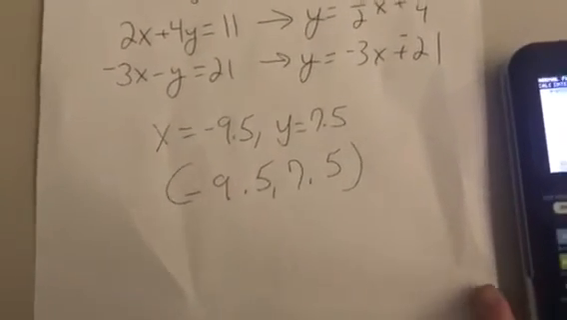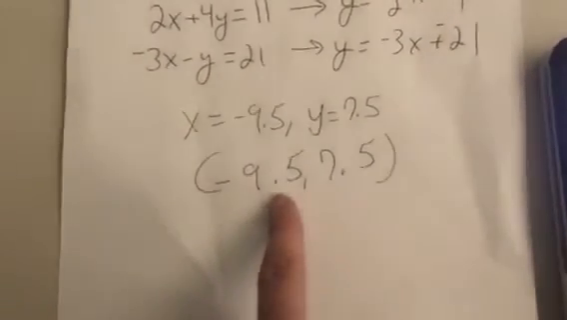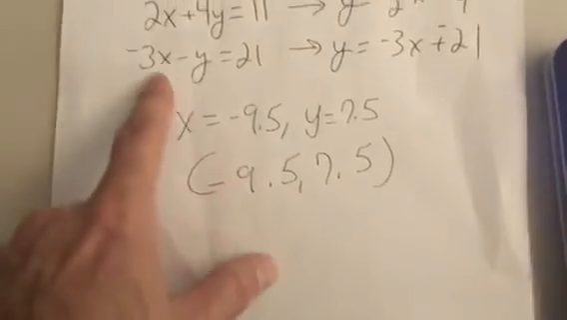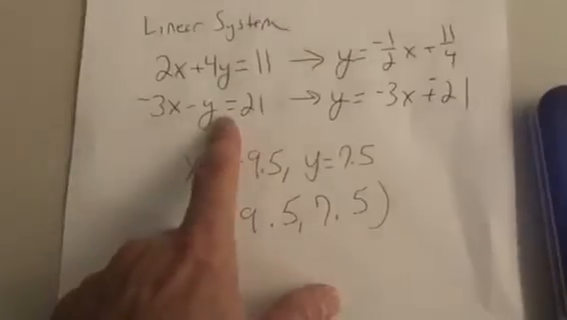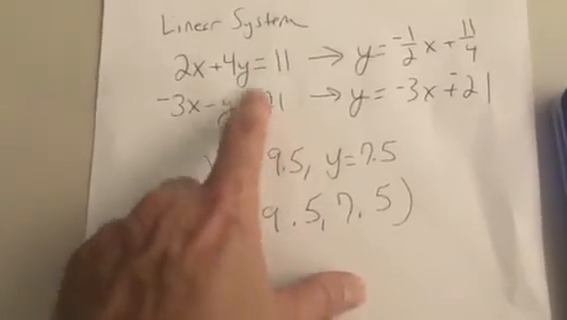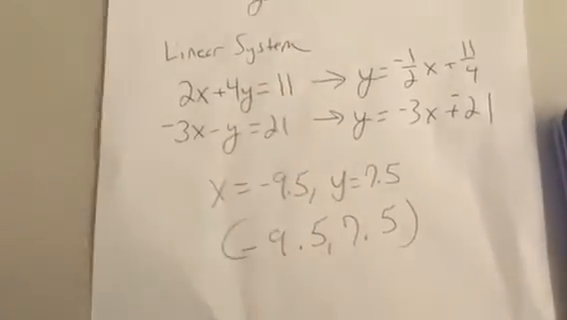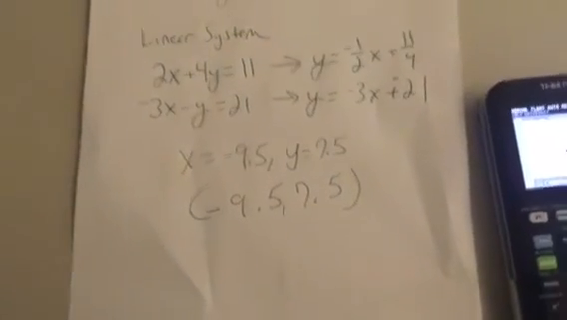What this means is if you use simple substitution and you plug this x in here and this y in here, then you should get 21 for the second equation and 11 for the first equation. I'll leave the check up to you.